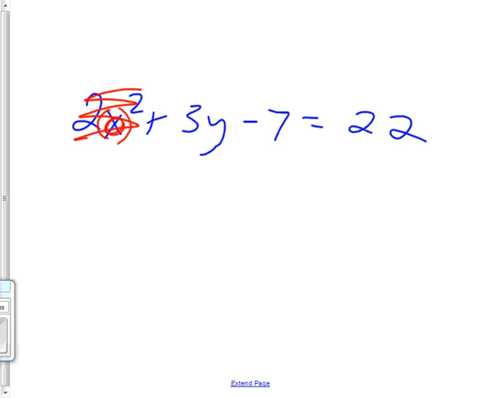So that's all gone, right? And now I just solve that and I'll have my answer, right? That's all there is to it. So if you want the y-intercept, set x equal to 0. If you want the x-intercept, set y equal to 0. All right.